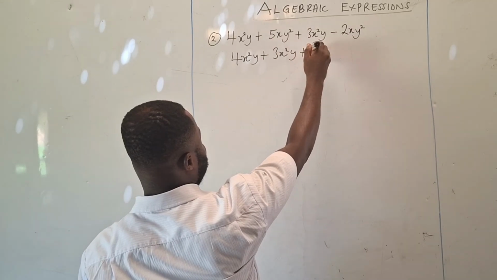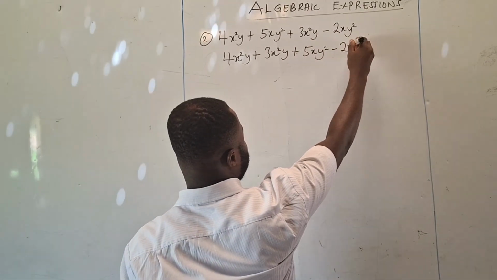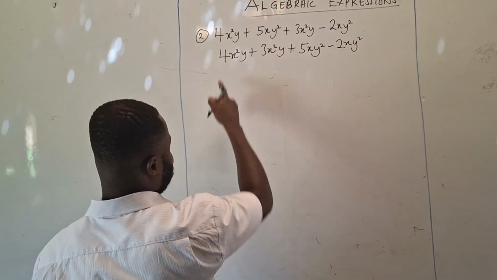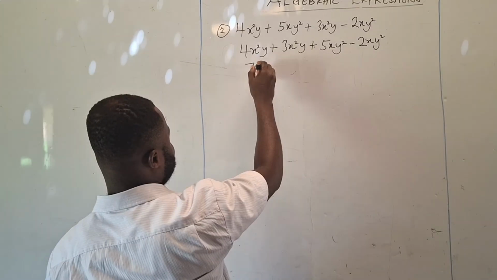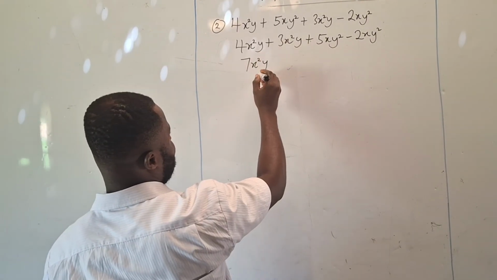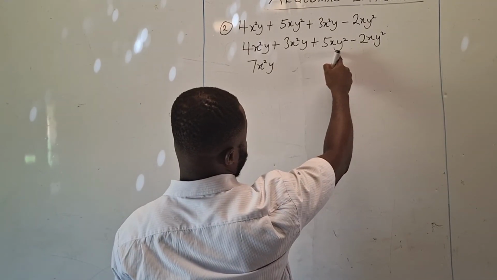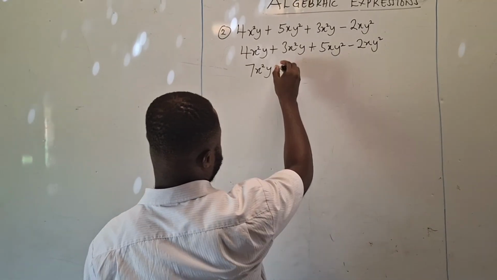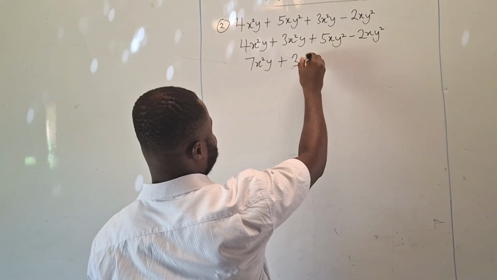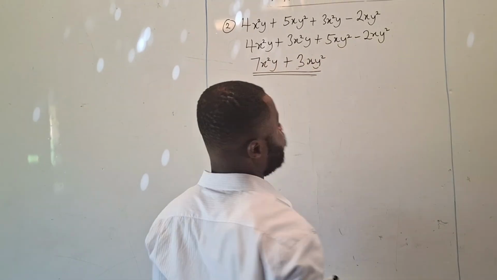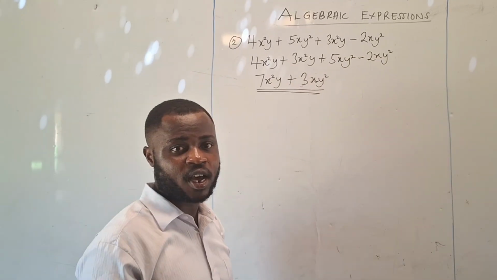Then we have this plus 5xy squared minus 2xy squared. Now 4x squared y plus 3x squared y will give us 7x squared y. Then positive 5xy squared minus 2xy squared will give us positive 3xy squared. So this is how this is also simplified. It's a matter of knowing how to group the like terms and add or subtract.